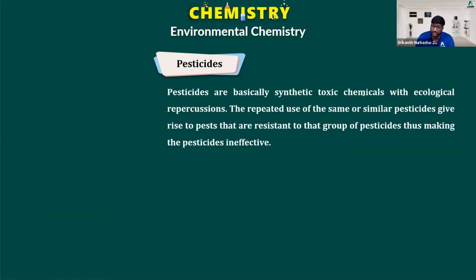Pesticides are basically synthetic toxic chemicals with ecological repercussions. The repeated use of the same or similar pesticide gives rise to pests that are resistant to that group of pesticides, thus making the pesticides ineffective. Like the same type of pesticide, if you use again and again, obviously the insects will get habituated to that particular pesticide. Like if you are taking the same type of antibiotic every time, if the doctor suggests the antibiotic for 5 days, but you have taken it for 2 days, and you feel your fever has reduced and you are good now, and that's why you have stopped the antibiotic. And the third day you are fine, but on the fourth day, if you again have the same sensation of fever or infection, then what are you going to do?